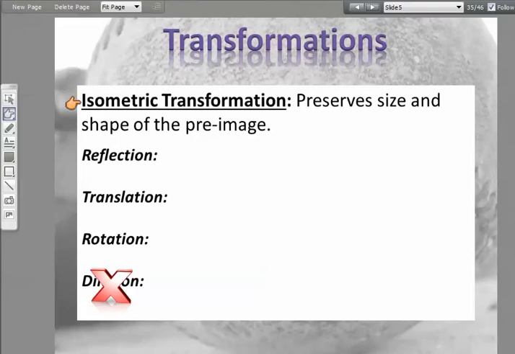And remember, with an isometric transformation, we always preserve the size and shape of a pre-image. So the only transformations that are isometric are reflection, translation, and rotation. And just an FYI, that's a question on your test.